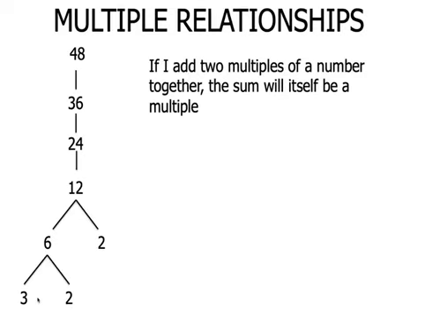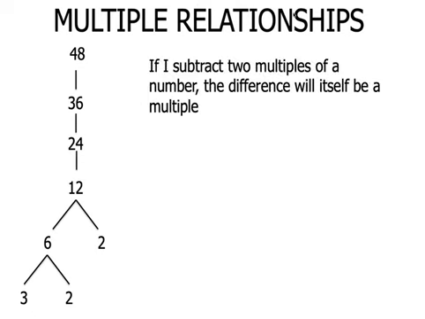Okay, let's talk about the relationships between multiples of a certain number. If I add two multiples of a number together, the sum will itself be a multiple of that number. So for instance, 24 is a multiple of 12, right? 36 is also a multiple of 12. We have it right on the screen here. 36 and 24, summed together, they make 60. Is 60 a multiple of 12? It sure is. So if I add two multiples together, the sum of those two multiples will itself be a multiple of that number.